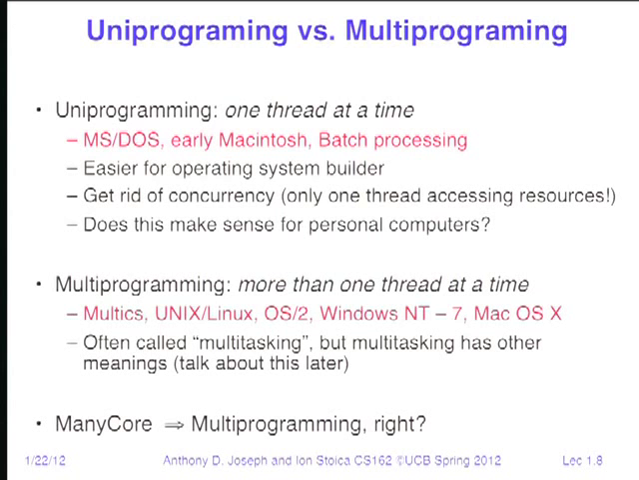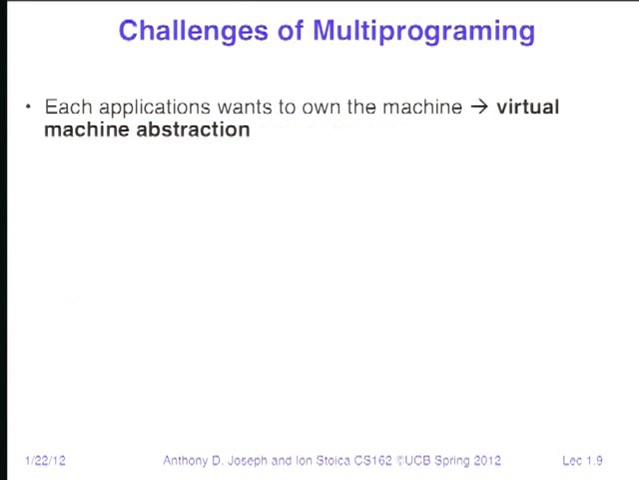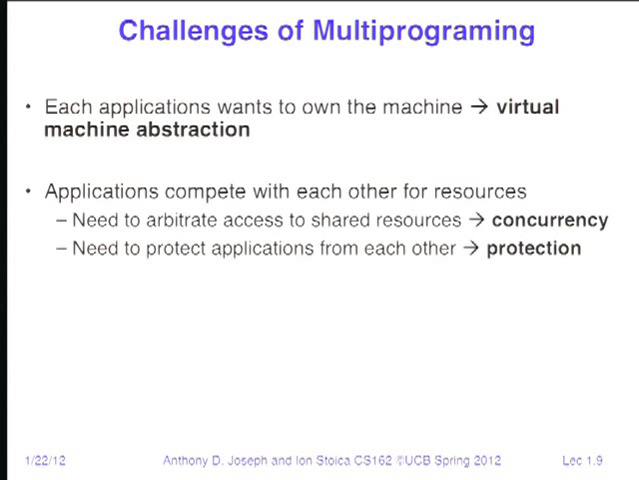Now, what are some of the challenges of multiprogramming? Well, each application is going to want to have its own machine. We can get this by using the virtual machine abstraction we talked about before, and we'll talk a little bit more in detail today about what it takes to implement that abstraction so we can give each application its illusion of having the entire machine. We have to worry about the fact that we have a limited set of resources, and these applications are all going to be competing for those resources.